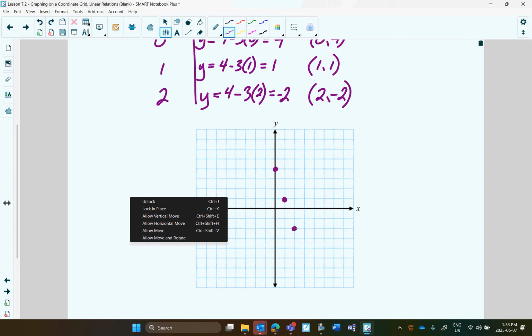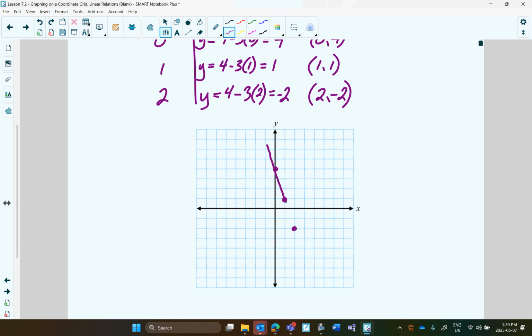Do I draw a line through them? Can you have fractions? Is it a word problem? No. So you could have fractions. Can you have negatives? You bet. Whenever the variables are x and y, always draw a line through them. Always. Because it's not a word problem, which means we can choose anything we want for x and y. Fractions, negatives, whatever. So connect.